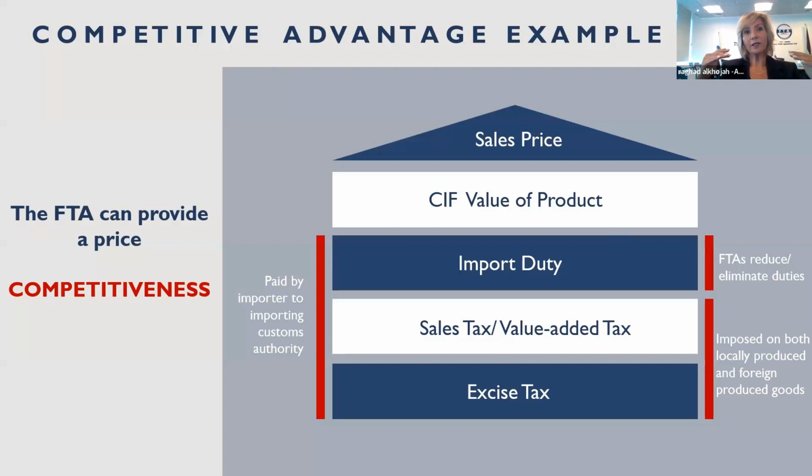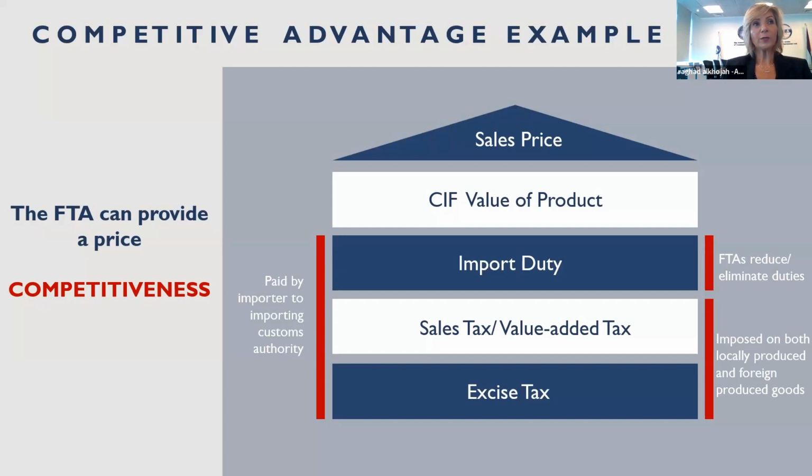So the first two, the excise tax and the sales tax, or the value-added tax, depending on what is applicable, is imposed on both locally produced and foreign-produced goods. So if the product is produced in the States, in this case, or if it's imported from, say, Oman, these taxes have to be paid. When we're talking about the import duty tax, or the customs tax, the FTA reduces or eliminates this component altogether. So by default, if you are exporting from a country that has an FTA, like Oman, this is calculated as a competitive advantage by default.